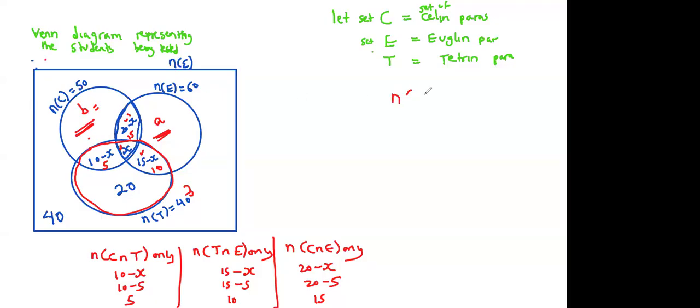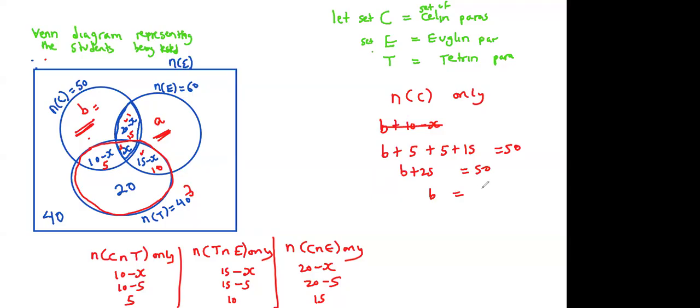So for N of C only, I've called it B. So B plus 10 minus, since I've got, B plus 5 plus the 5 plus the 15 should give us the 50. So when you add everything there, you end up with B plus 25 equals 50. So your B will equal 50 minus 25. So B is equal to 25. So I agree with people having 25 here.